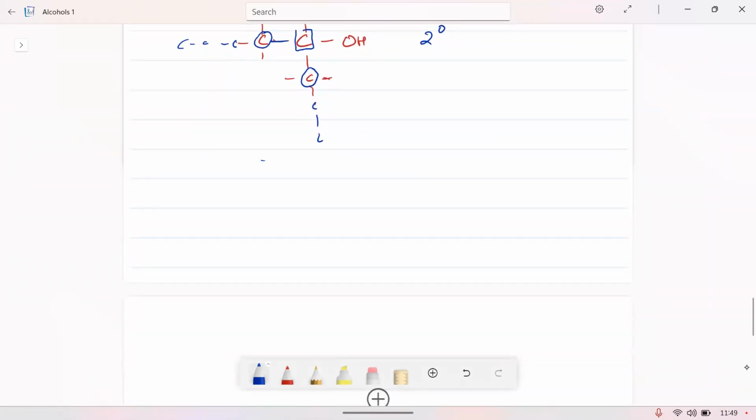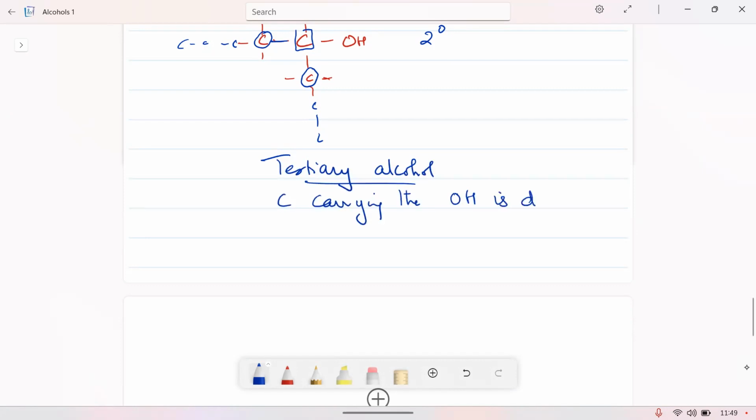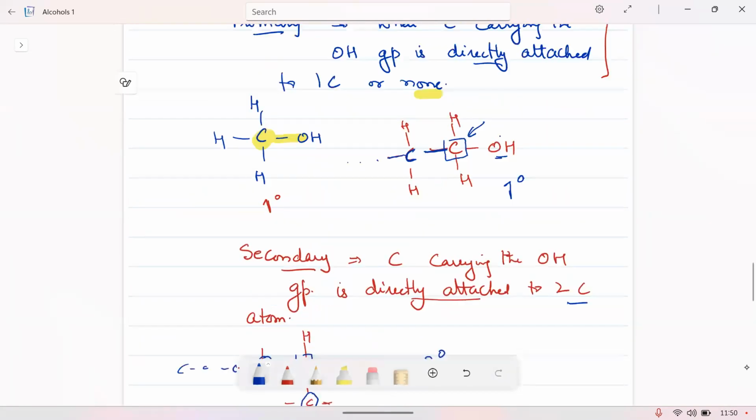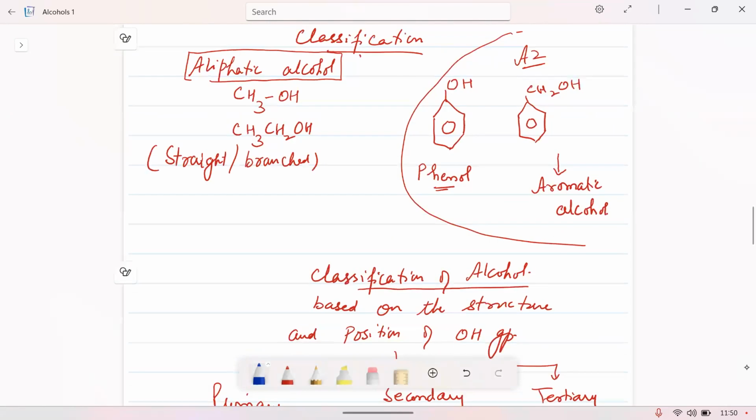And then the tertiary alcohols. In this case, the carbon carrying the OH is directly attached to three carbon atoms. Just a minute. I think I should, yes.